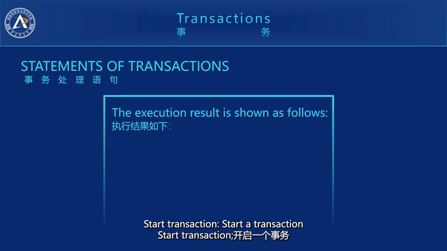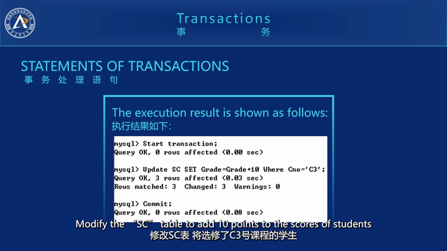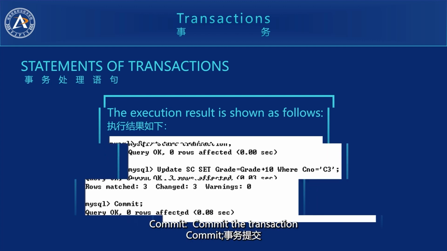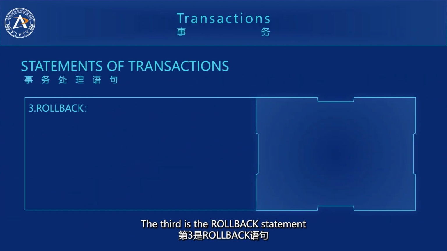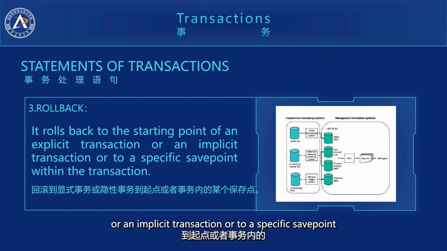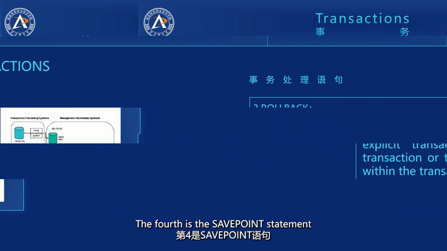Start transaction. Start a transaction. Update SC set grade equals grade plus 10, where NO equals C3. Modify the SC table to add 10 points to the scores of students who have taken the C3 course. Commit. Commit the transaction. The third is the rollback statement. It rolls back to the starting point of an explicit transaction or an implicit transaction, or to a specific save point within the transaction. The fourth is the save point statement.